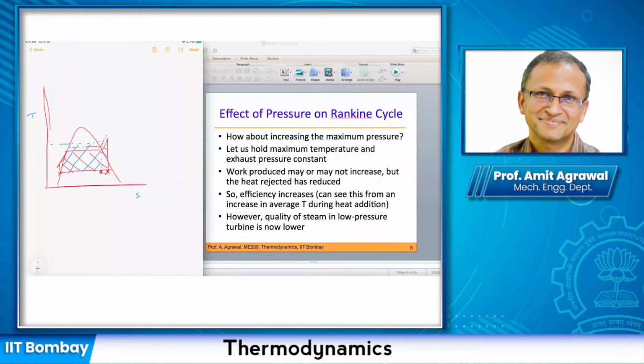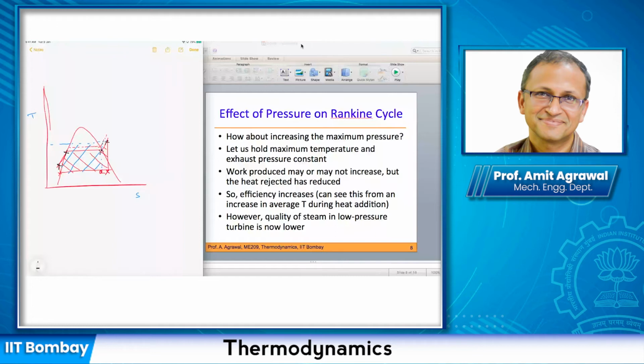Sir, I didn't get how we comment about the average temperature in all these cycles. We get the average temperature because in this case the heat addition is happening. Let me just use a different color. So maybe this is the point at which we start adding heat. We go here, we go here, and we go here.